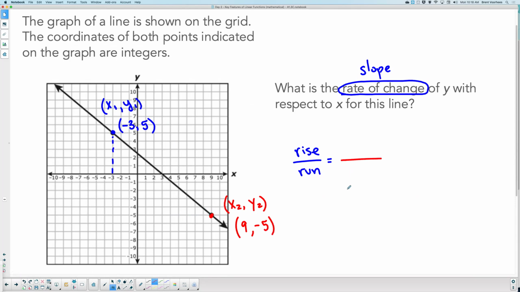Okay, now we could use the formula. I'm going to write the formula, but I want to show you how counting using triangles are the easier way. You could do the formula. You could do y2, which is -5, minus y1. Y1 is 5, divided by x2. X2 is 9, minus x1, which is -3. Now, I think it's harder to use the formula. You could do the math that way. I think that's harder. Do you want me to show you what I think is the easier way?